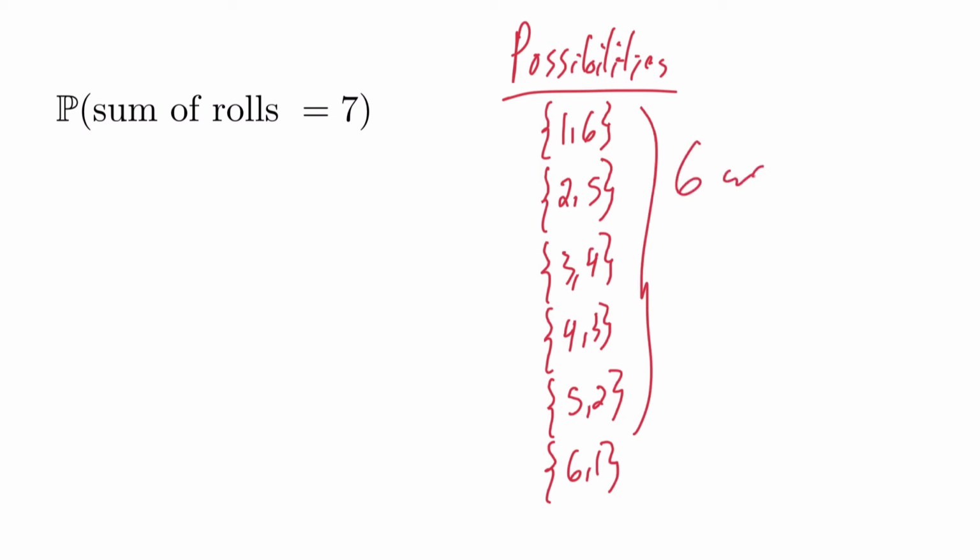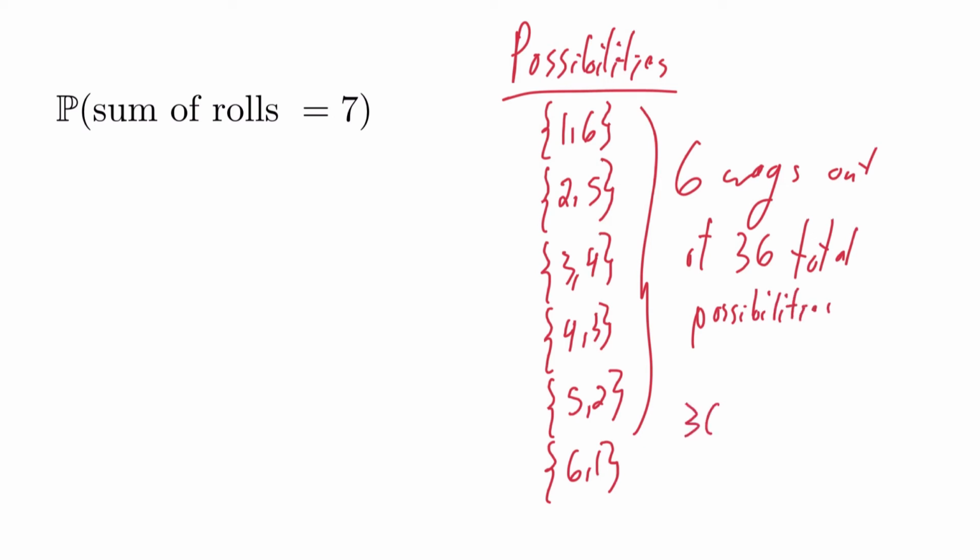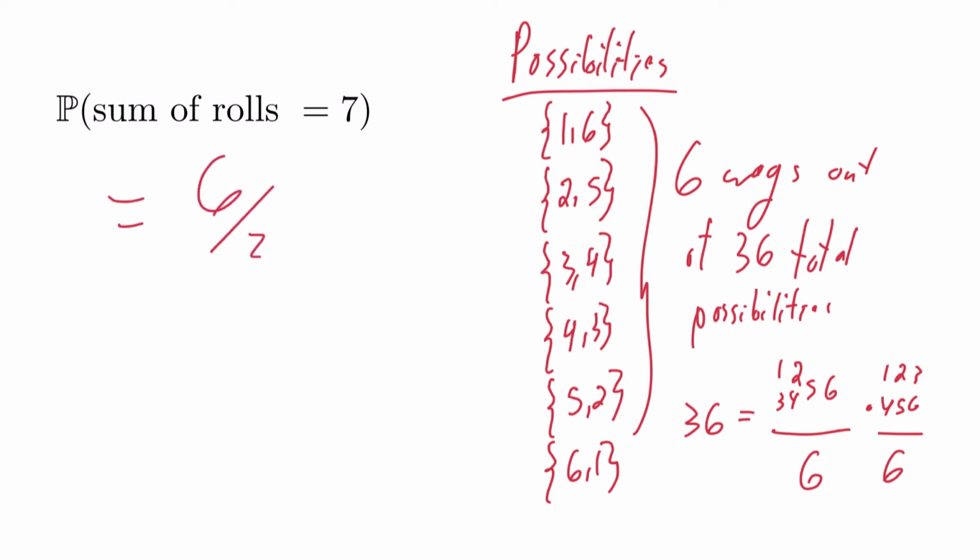So there's 6 ways out of 36 total possibilities. Where did I get the 36? Well, there's 6 possibilities on the first roll, 6 on the second. 6 times 6 is 36. So this is simply 6 over 36, or 1 in 6. So this is an example where it's pretty helpful to write out the possibilities.